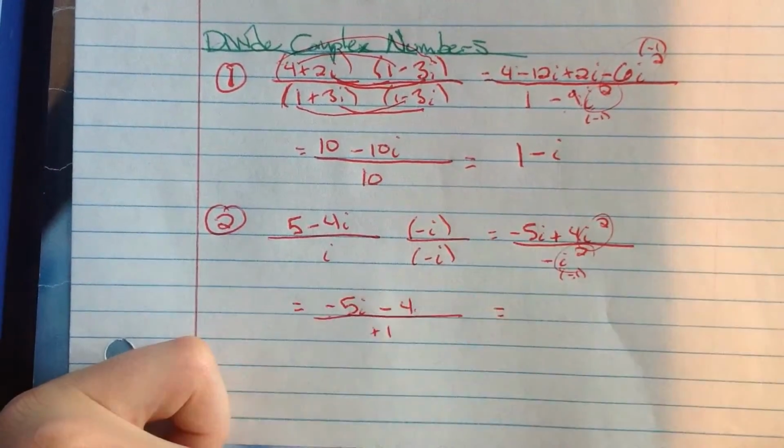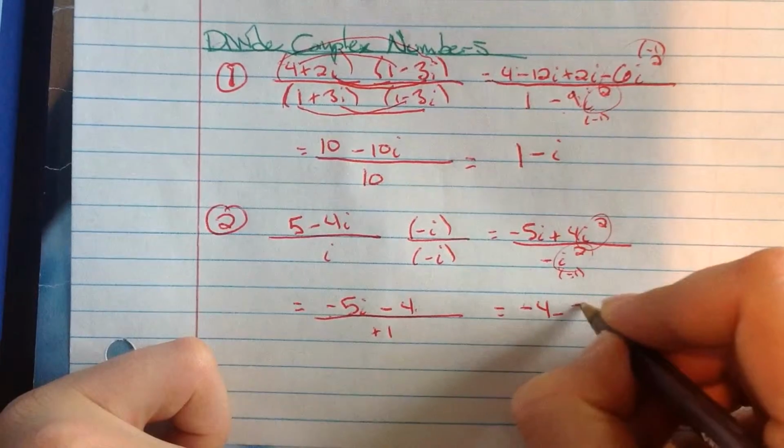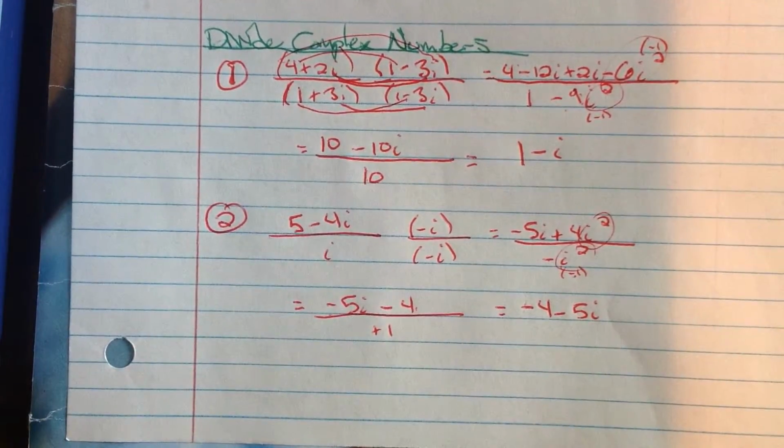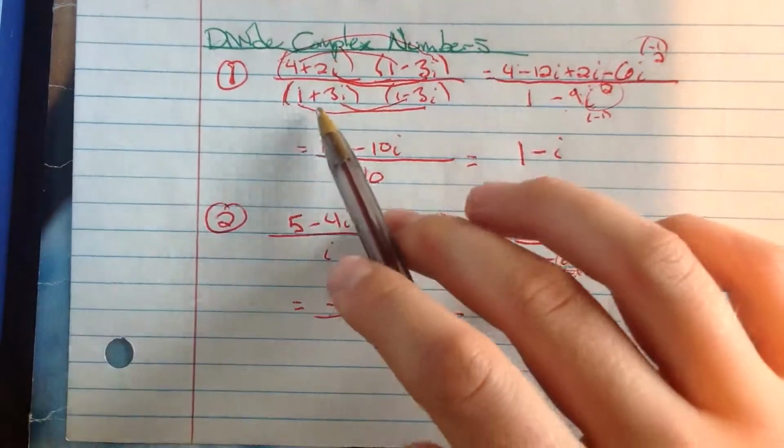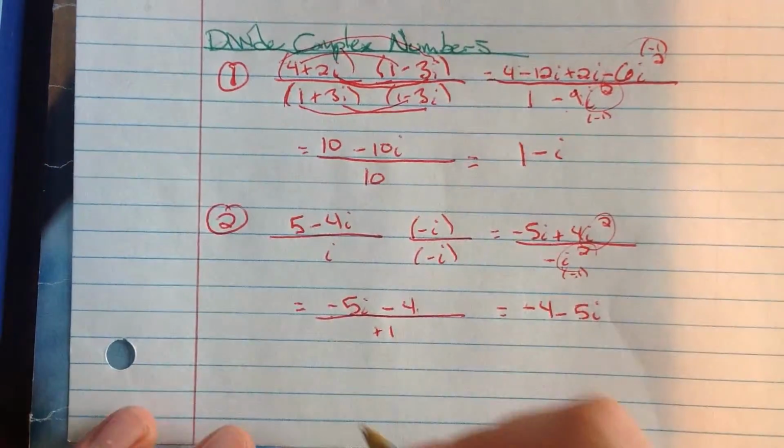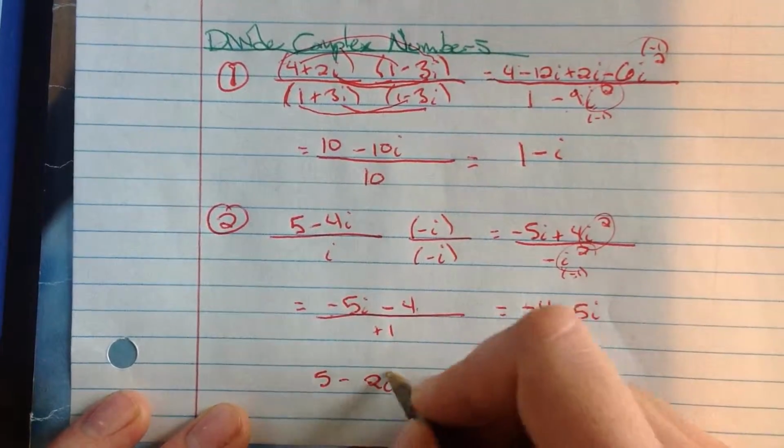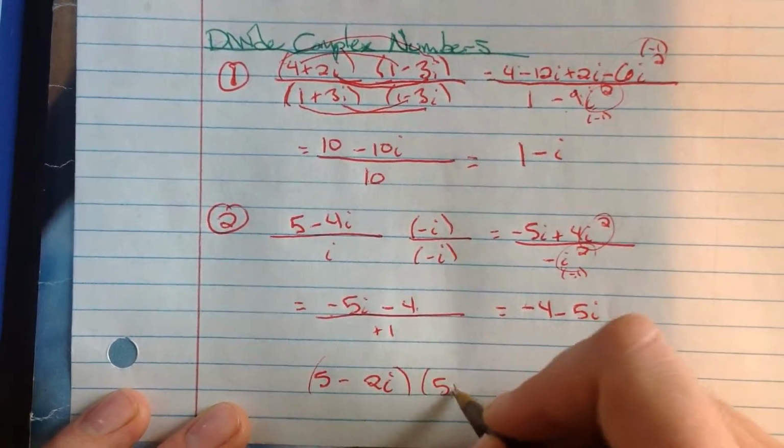Rearranging the top, just flipping them so the number without the i comes first, I would get a final answer that looked like negative 4 minus 5i, because it doesn't reduce or combine any further. So remember, i squared is negative 1. If we want to get rid of an i in a denominator, similar to rationalizing, if it's a binomial, we times by the conjugate. So the conjugate to 1 plus 3i is 1 minus 3i. The conjugate to 5 minus 2i would be to times it by 5 plus 2i.